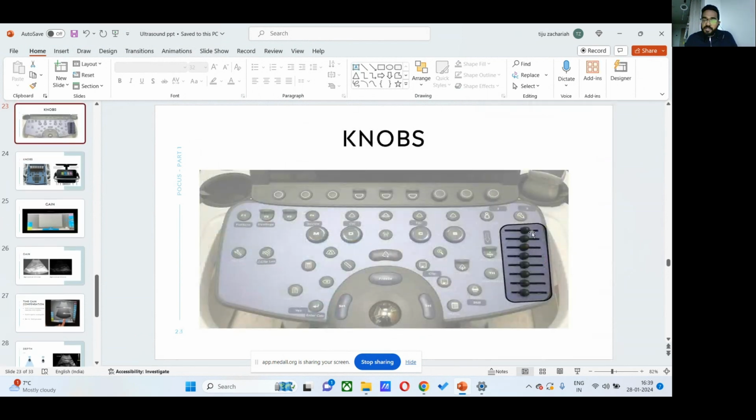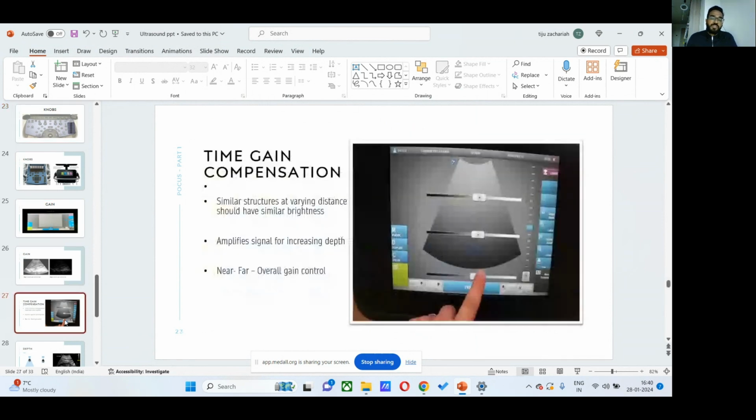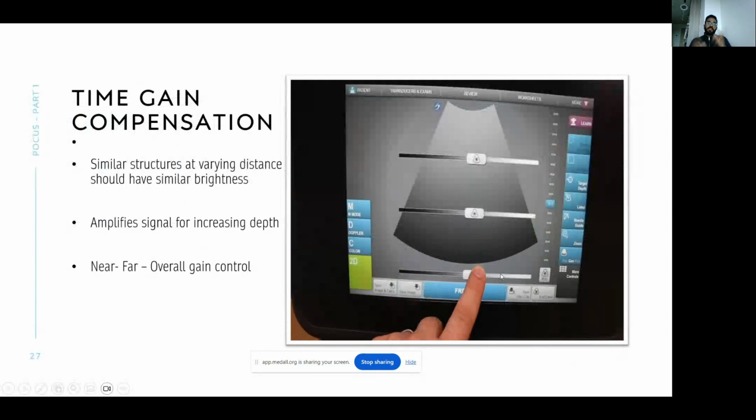So this is a slider. See, these sliders will effectively change the gain at varying depth of that particular tissue that you're looking at. So that is one way of changing it. These days, machines usually give us a near, far, and overall gain control. So the bottom one is the overall gain control, and this is the near, and this is the far gain control. Okay. So I hope you understand the importance of time gain compensation and the importance of gain. Now, these are the keys that you'll be using a lot while you're scanning so that you get the appropriate image.